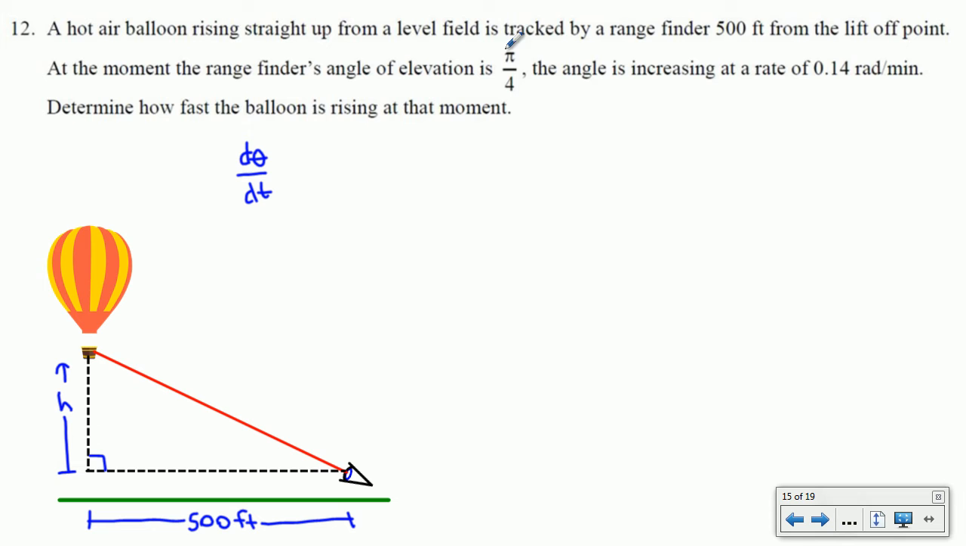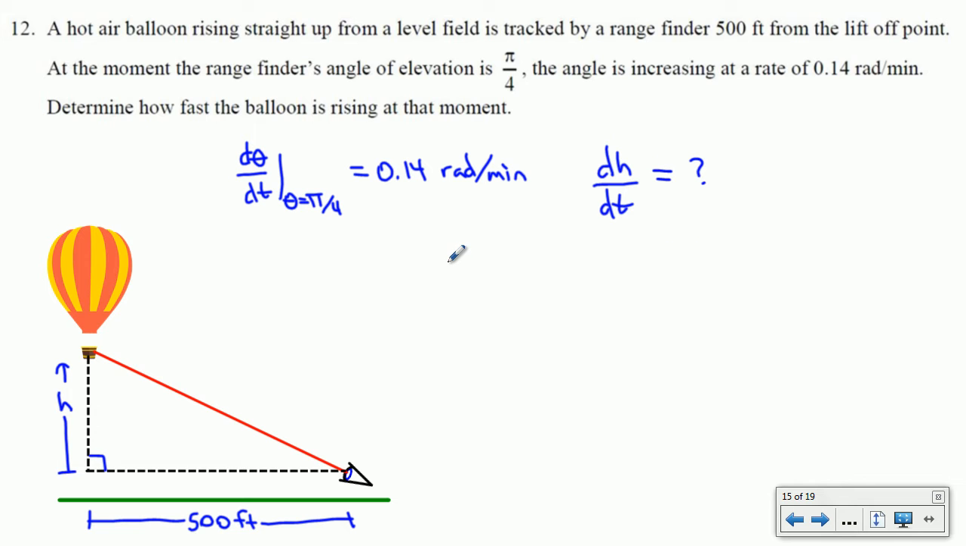At the moment, the angle of elevation is pi over 4, and d theta dt is 0.14 rads per minute. So we need to determine how fast the balloon is rising at that moment. So we want to figure out how quickly this variable is changing. So what we ultimately need to know is dh dt at this angle.